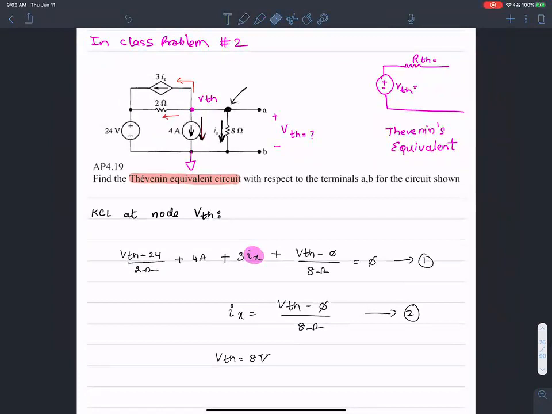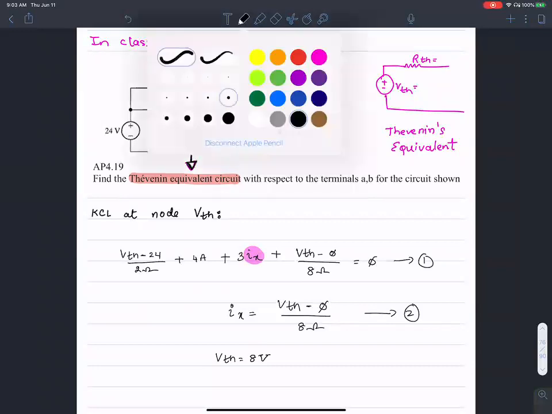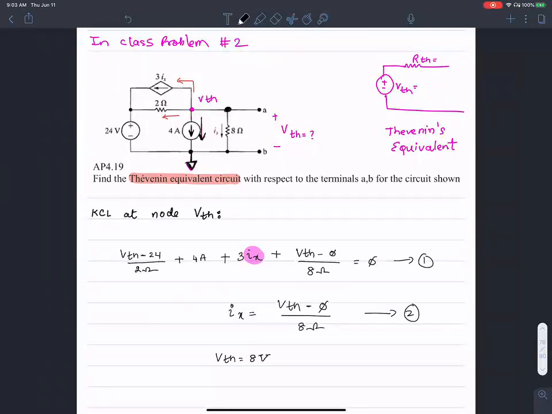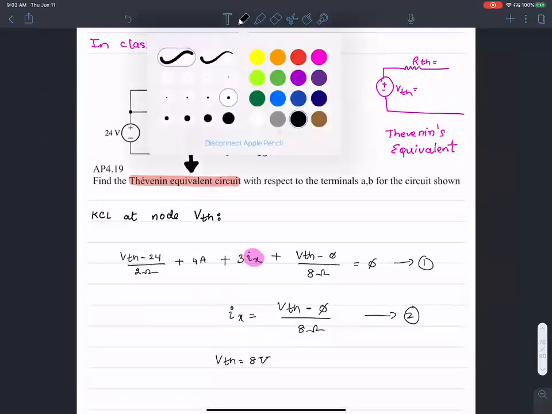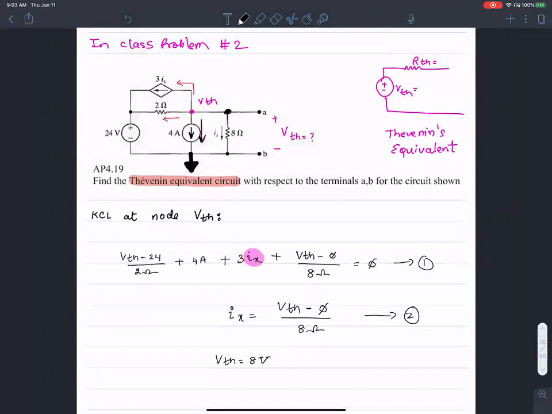Professor, sorry for interrupting you. For Ix, if you got VTH minus 0, where would the 0 be coming from exactly? That's the reference ground. Oh, the reference node. Okay, thank you. Yes, that's a good question. Other questions, please.